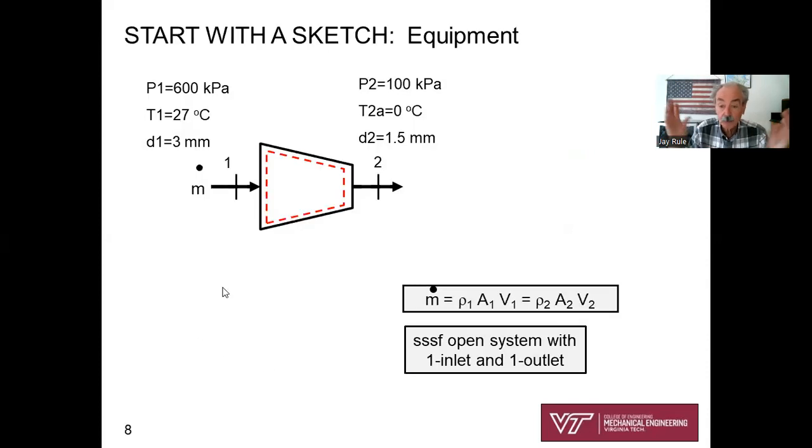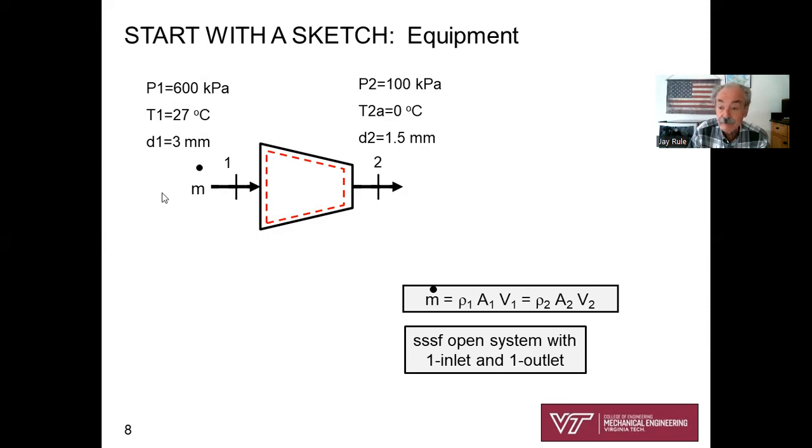All right, so let's start with a sketch. Pretty simple sketch, isn't it? No moving parts, no heat transfer, no work. So we're showing the inlet conditions, the inlet diameter, the outlet conditions, the outlet diameter, and we're going to write down m dot is rho 1 A1 V1. Let's see, what do we have here. Oh, I didn't write down on my sketch that we have V1. We have velocity at state 1.